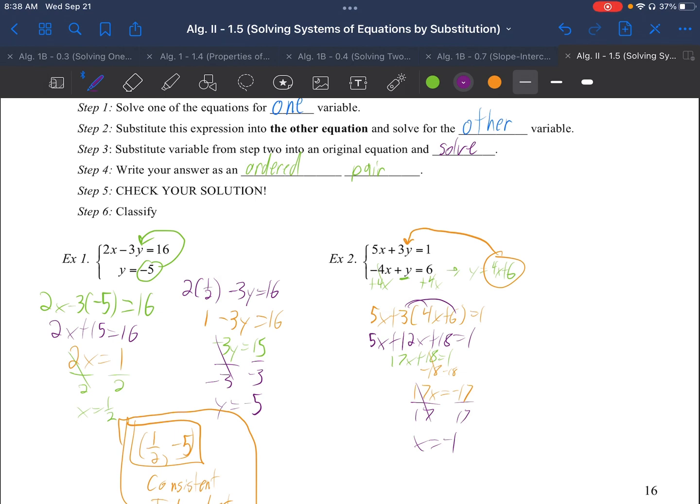Now we're on to step 3. Substitute it into one of the original two equations. So you can pick whichever one you want. I'm going to choose the bottom one, just because it still has that coefficient of +1 with the y, so I like that.